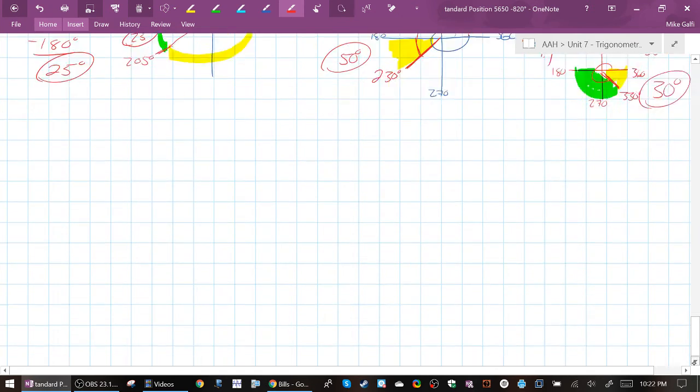Okay, now what happens if it's in radians? So reference angle in radians. Okay, now this actually works out really well.